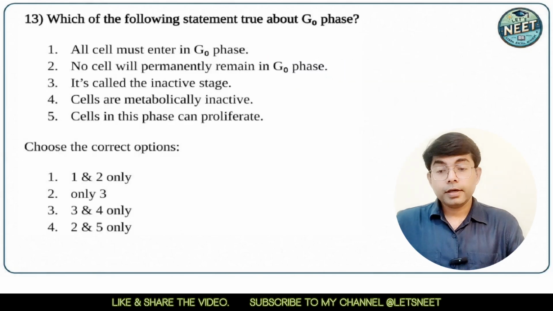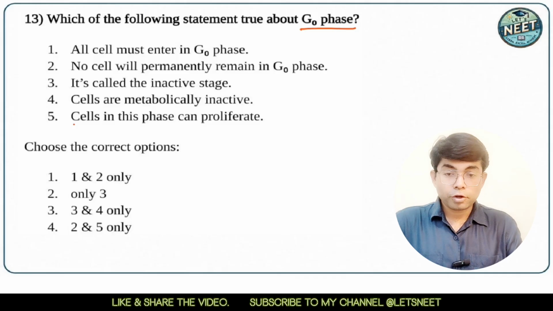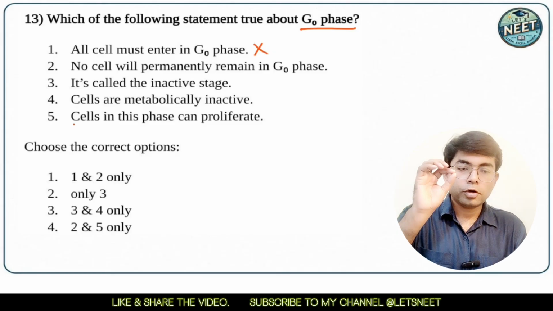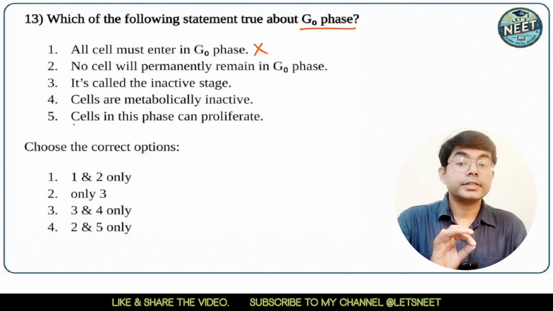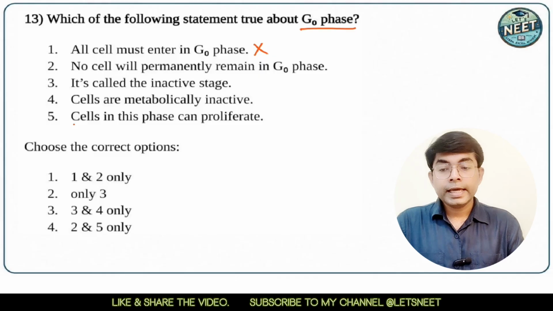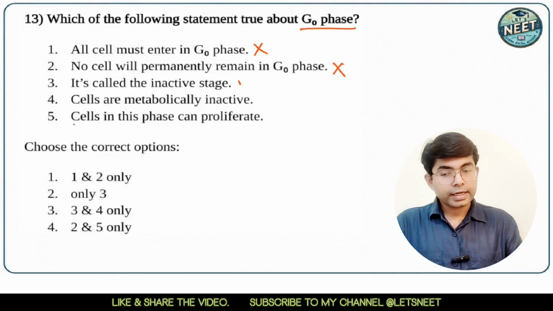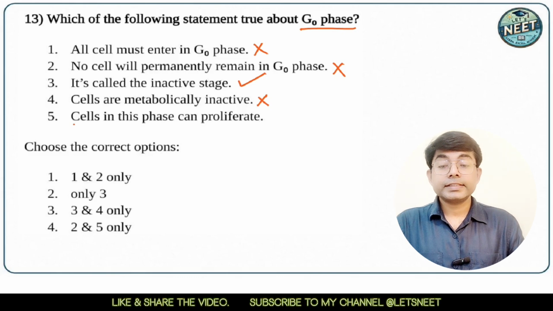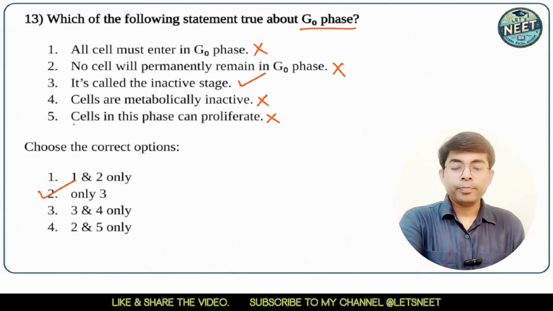So very important question. Here, in this question, it is asking about G0 phase. All cell must enter into G0 phase. No, some cell may not enter into G0 phase, like the cell which is continuously dividing, the cells of the root, the cells of the hair root. And then there are some cell which remain in G0 phase. Yes, there are some cell which remain in G0 phase, like nerve cell. So this is also wrong. It's called an inactive state. This is correct. Cells are metabolically inactive. This is wrong. Cells are metabolically active. Cell in this phase can proliferate. No, this is wrong. They cannot proliferate. So only 1 is correct. Only 3 is the right answer.